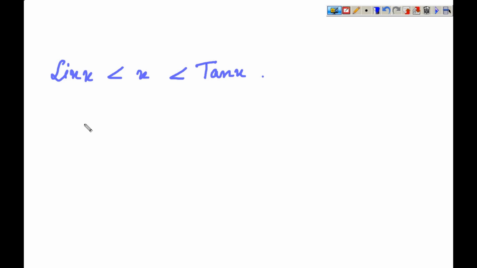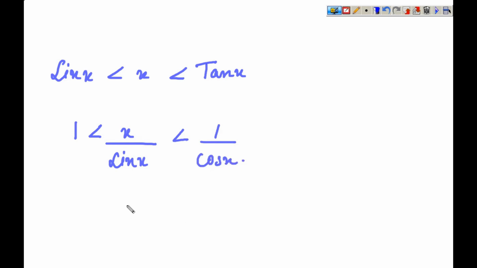Now dividing this throughout by sine x, we can write it as 1 is less than x by sine x is less than tan by sine, which is 1 by cos x, right? So taking reciprocals throughout, we get the reverse of this: cos x is less than sine x by x is less than 1.